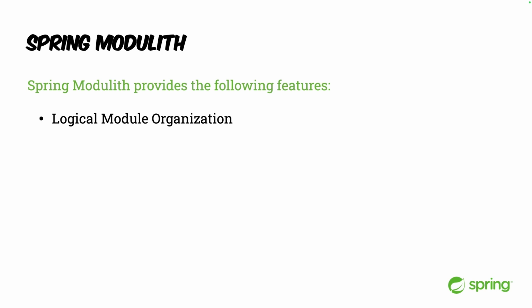So first we get logical module organization. Spring Modulith uses Java package arrangements as the primary way to define application modules. This really provides a clear code-based way to visualize and separate different parts of your application, improving understanding and maintainability. We get some boundary verification. It can analyze your code base to verify that modules only interact with the explicitly defined public API and don't create undesirable dependencies on internal implementation details of other modules.